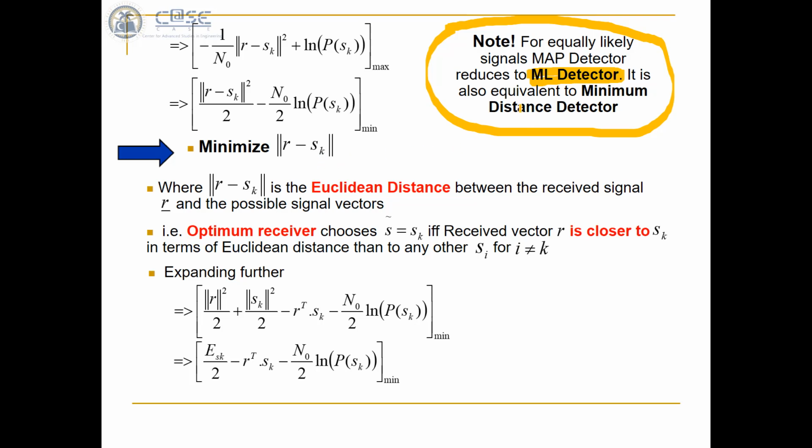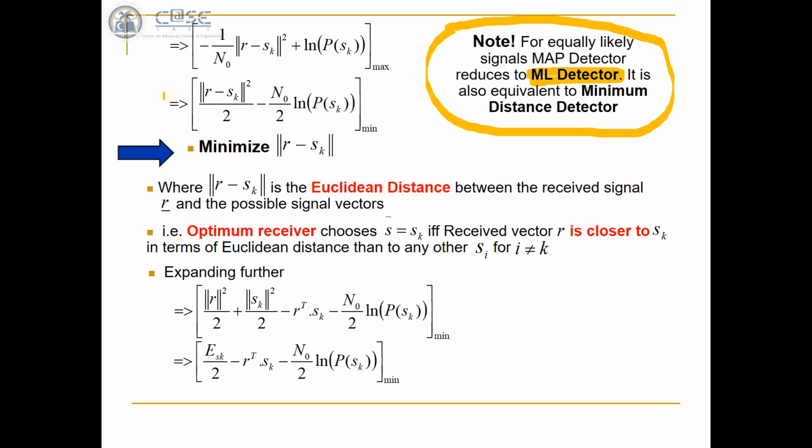And we call it minimum distance detector because we are going to take decision in favor of the signal class k that is going to give the minimum Euclidean distance out of all the possible distances. Right? This was explained in the last lecture in detail.